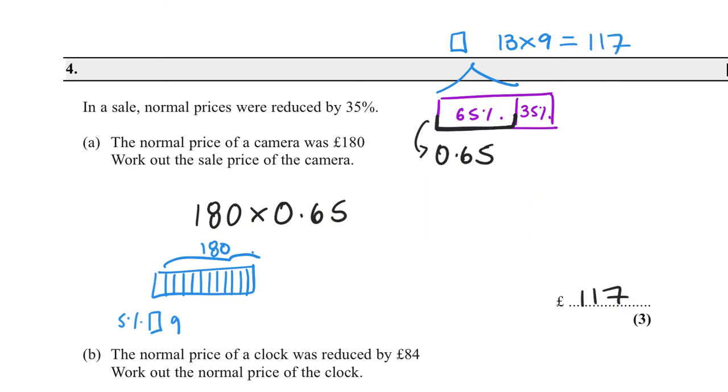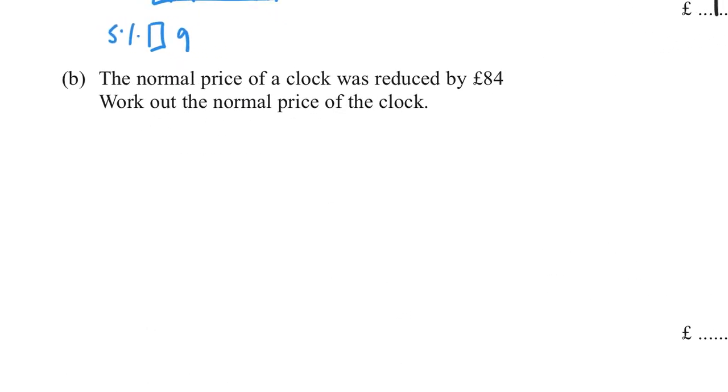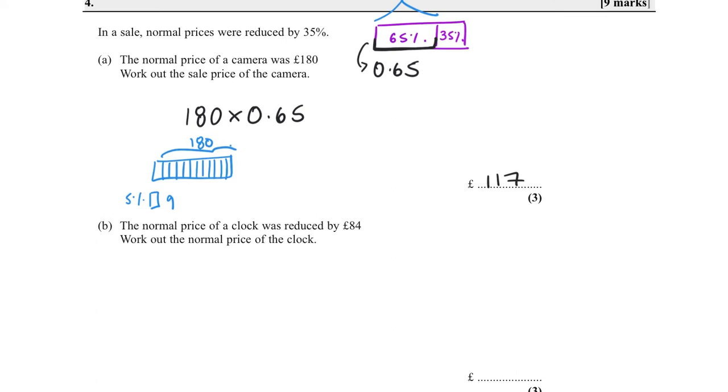Okay, part B. So part B, are we ready? The normal price of a clock was reduced by £84. Okay, well let's think about this. Normal prices were reduced by 35%. So we know there's a reduction of 35%, and it was reduced by £84. That means £84 is equivalent to 35%. Okay? So if £84 equals 35%, how are we going to find 100%?